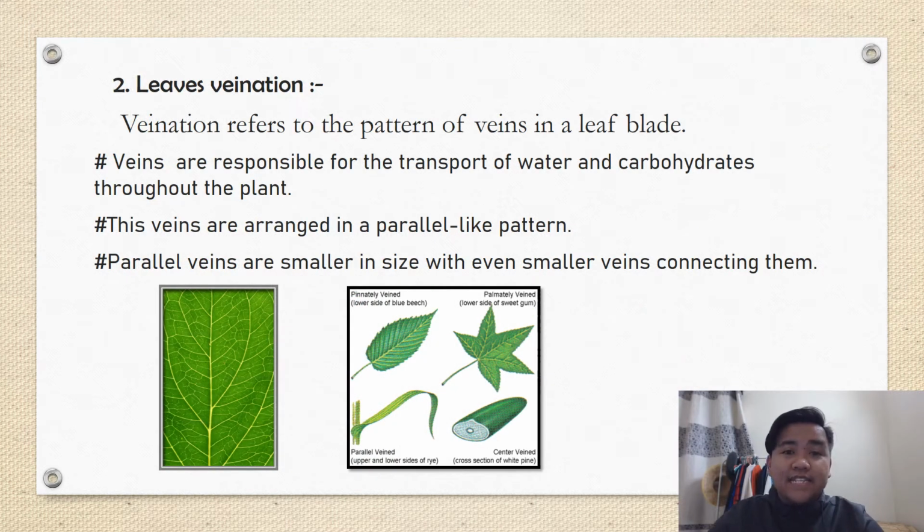Okay, the second one is leaf venation. Venation refers to the pattern of the veins in a leaf blade. These veins are responsible for the transport of water and carbohydrates throughout the plant. In monocots, these veins are arranged in a parallel pattern. So, parallel veins are larger in size with even smaller veins connecting them.